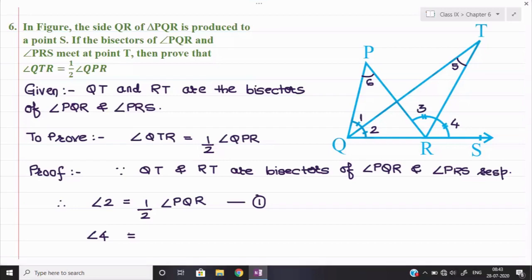So out of angle 1 and angle 2 which are at the base side, that angle I am taking. So similarly angle 4 I am taking here. So angle 4 will be equal to 1 upon 2 of angle PRS. Okay, this is my equation number 2.